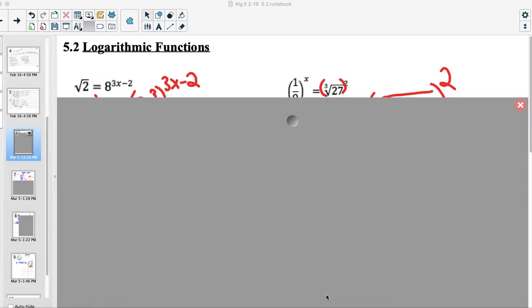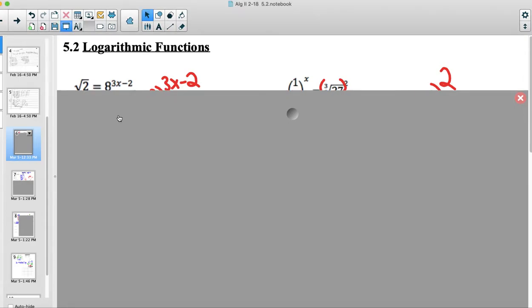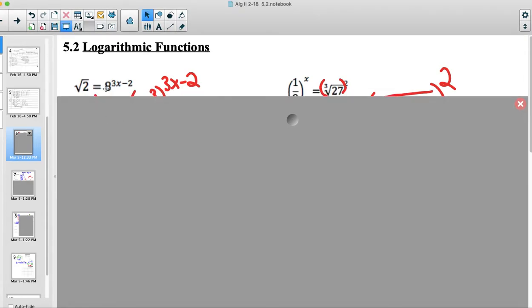Class, today we're going to talk a little bit more about logarithmic functions. So we were talking yesterday about exponential growth and decay. Let's look back at some of these equations. Notice that we have a base of 8 and a base of 2. We want to get them constant with the same base on both sides.